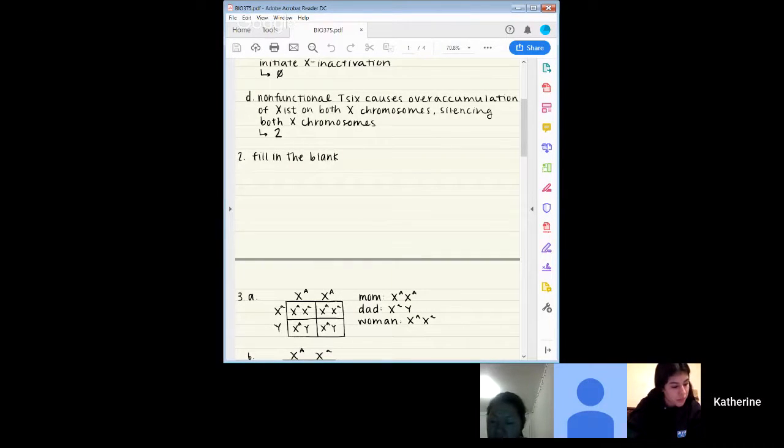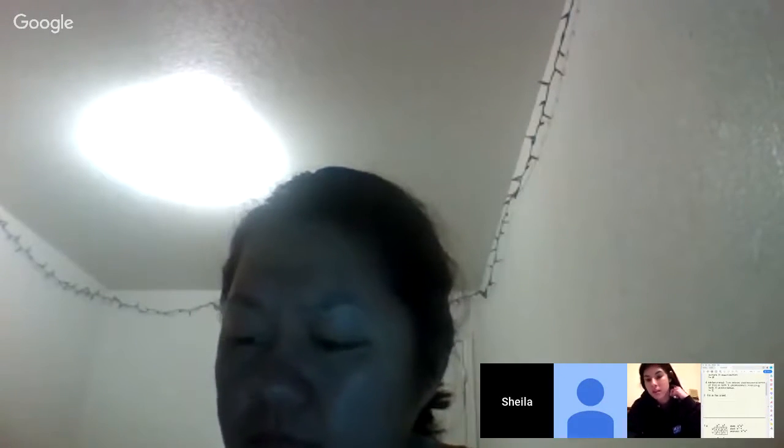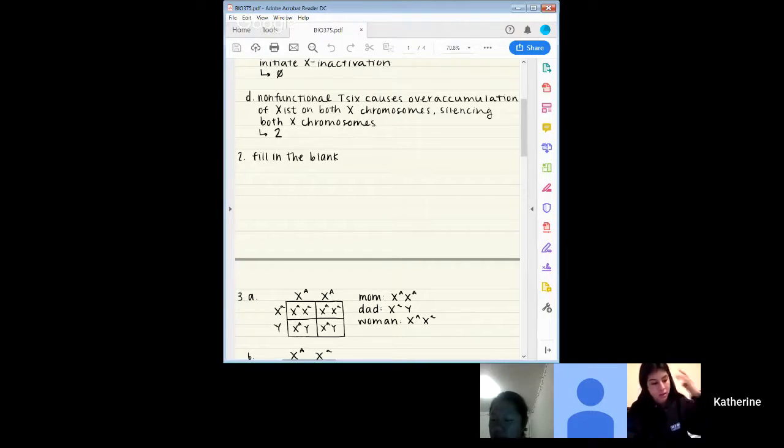Then D, I got sex-influenced pattern of inheritance. An allele can be dominant in one sex while the same allele is recessive in the other sex. Yeah. Okay, and then E, I got genomic imprinting. Imprinting is an epigenetic process that occurs during gamete formation, while dosage compensation is an epigenetic process that occurs during embryogenesis. Okay. Yeah.